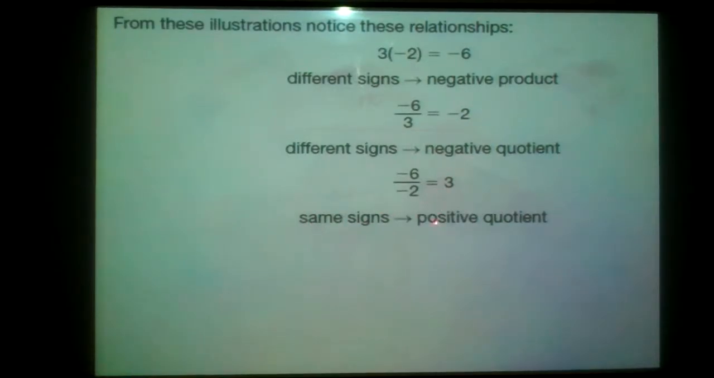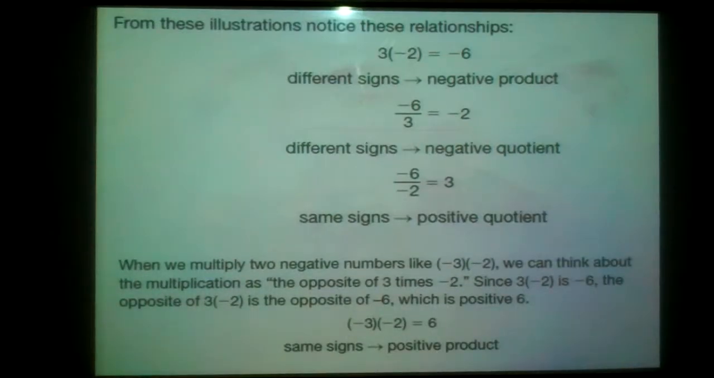If you have the same signs when you divide or multiply, you're going to get a positive result. So if you have the same signs when multiplying or dividing, you'll get a positive quotient. So that could be 6 divided by 2. It could be -6 divided by -2. You'll still get 3 either way.